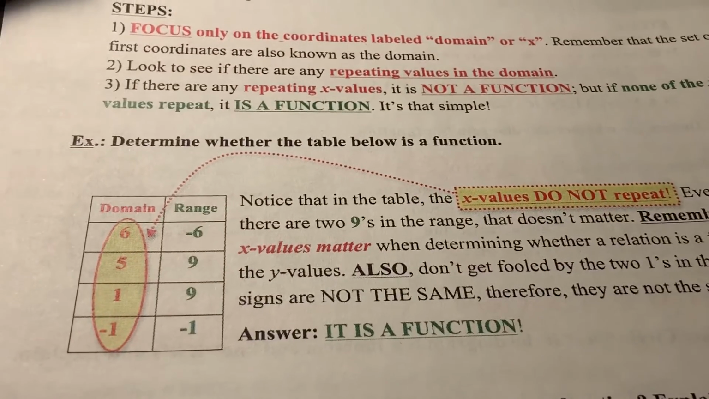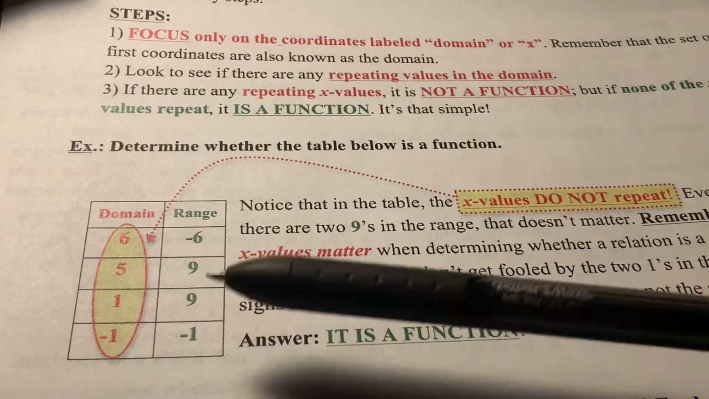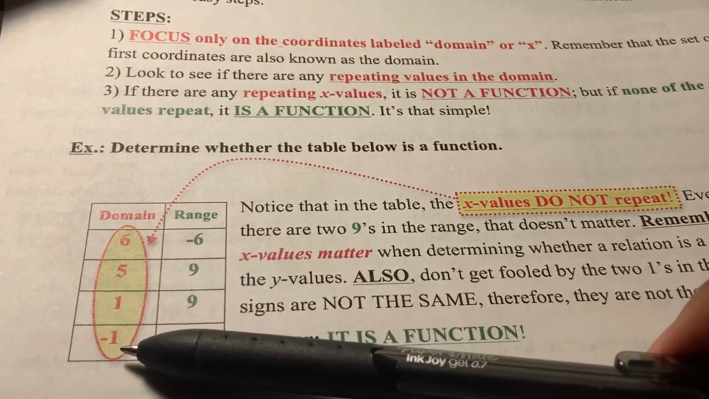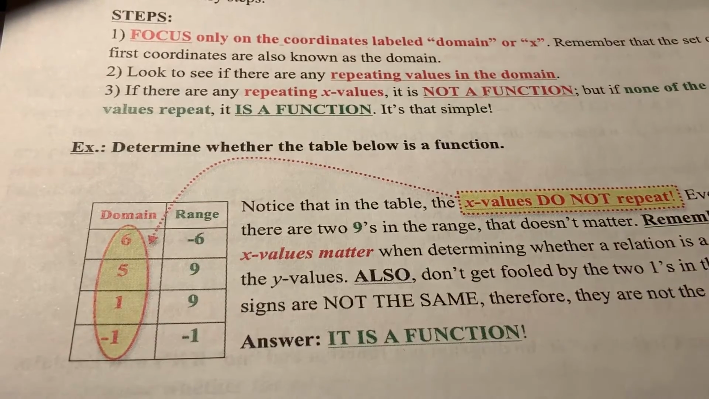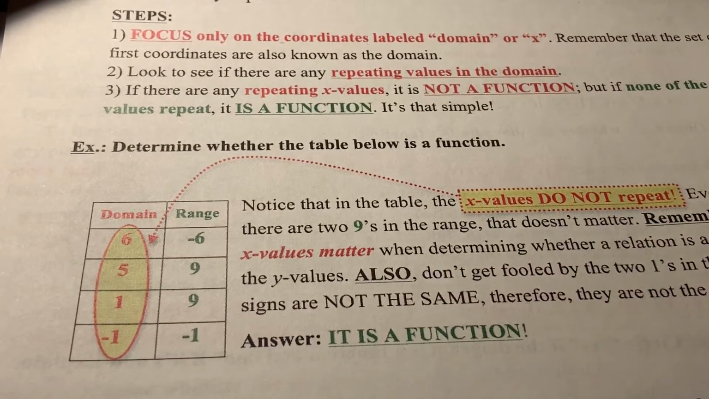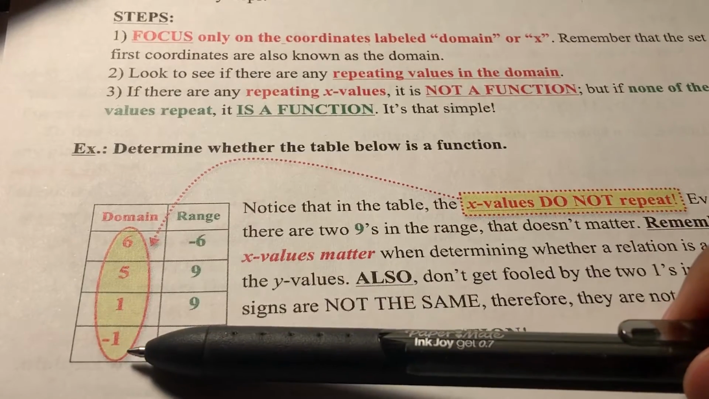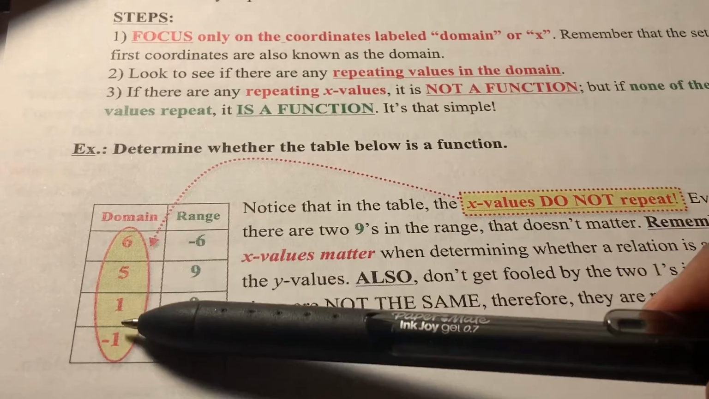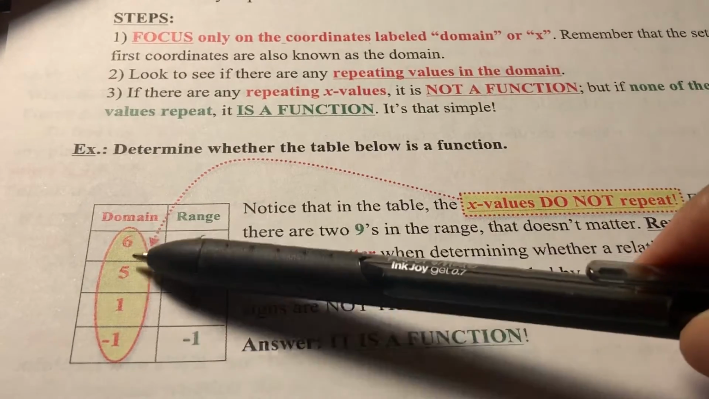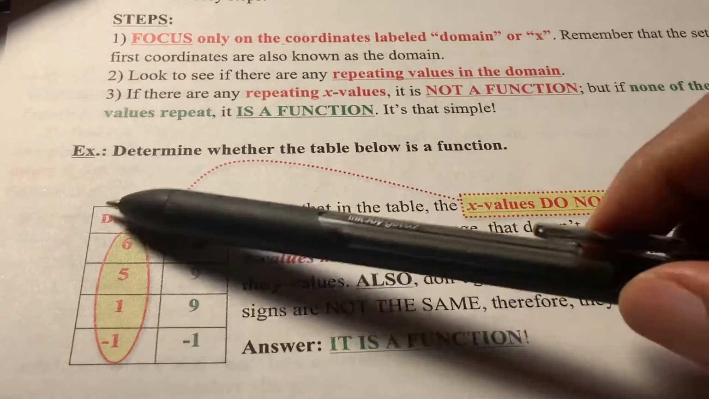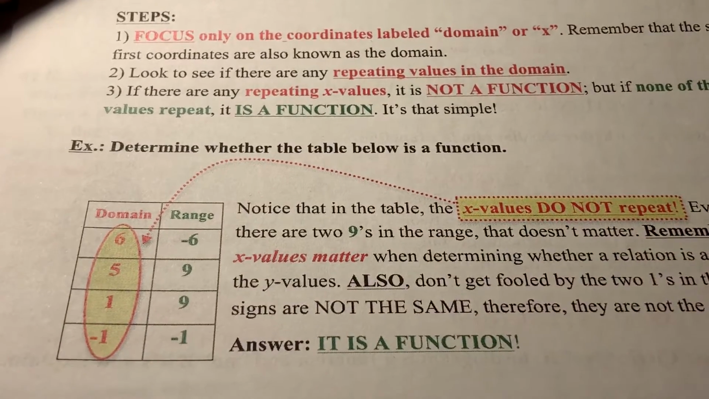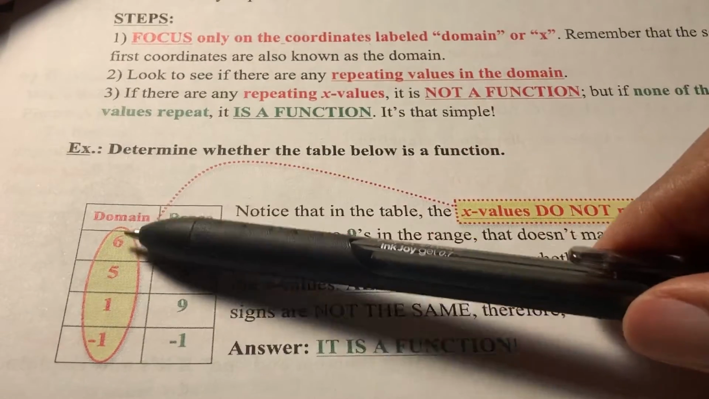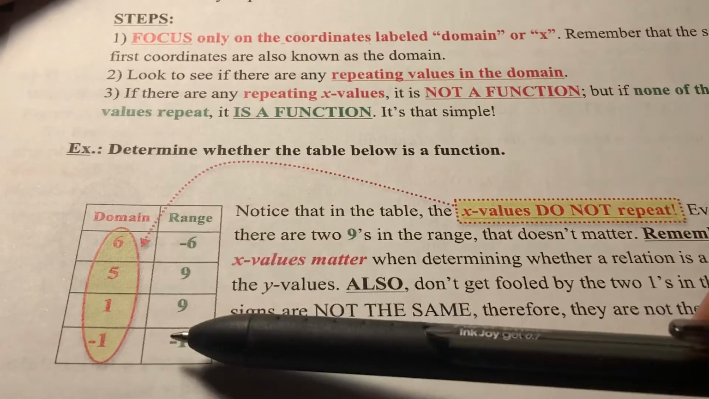It is that simple. So all you have to do is look at the table, focus on the domain, only the domain, and say to yourself, do I see any repeating values in the domain? Another word for values is elements. Do you see any repeating elements in the domain? If the answer is no, this table is a function. And one thing I want to say to you is that sometimes tables are not represented vertically.